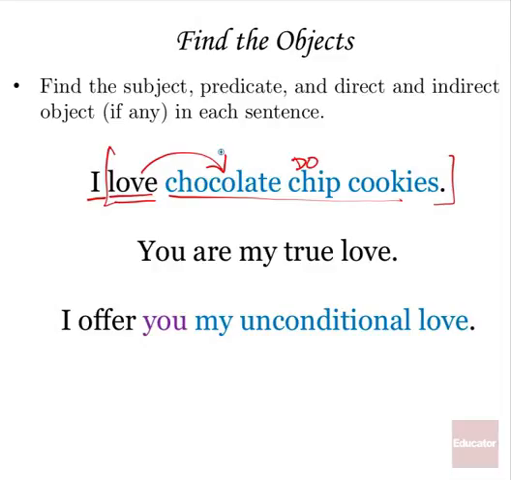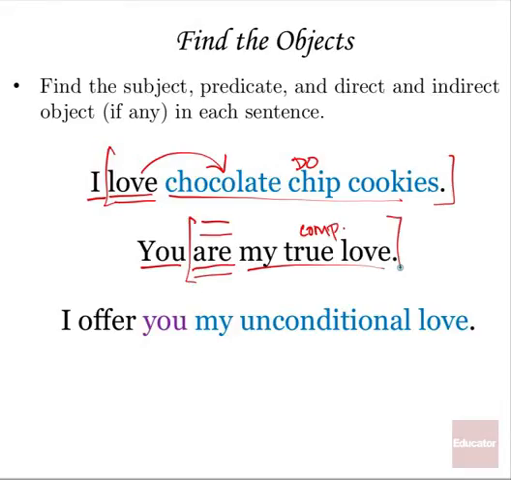You are my true love. Well, you is the subject here. That's what's performing the action. Are is our verb, but remember, when are, or any form of the verb to be, is the main verb in a sentence, it's acting as a linking verb. This is a verb you can replace with an equal sign. Linking verbs do not have direct objects. They have what is called a complement. So this whole thing is a subject complement. It's renaming the subject you. And are my true love is the predicate of the whole sentence.